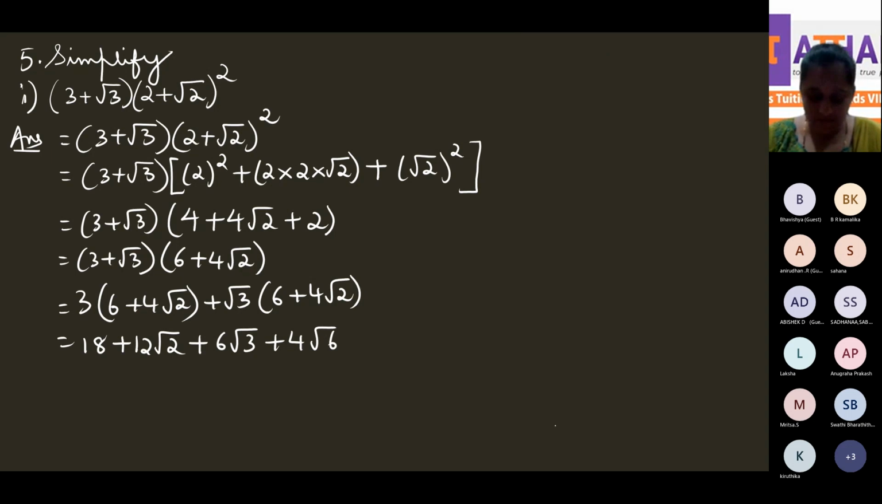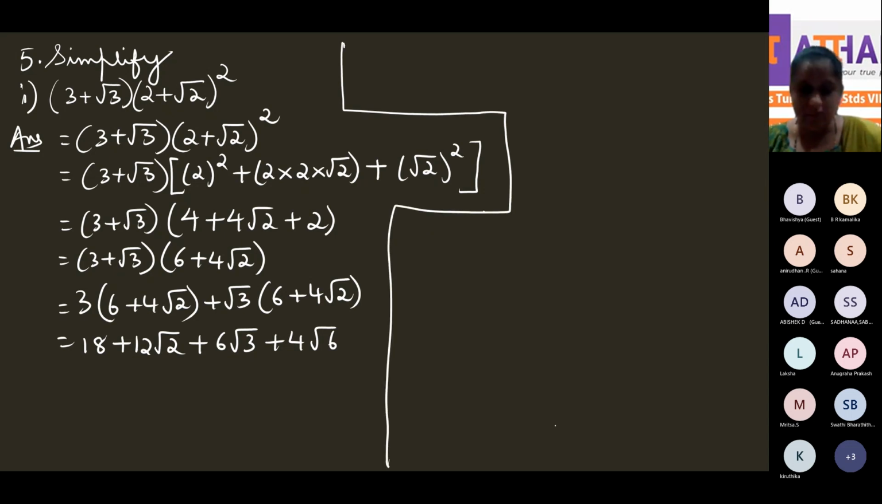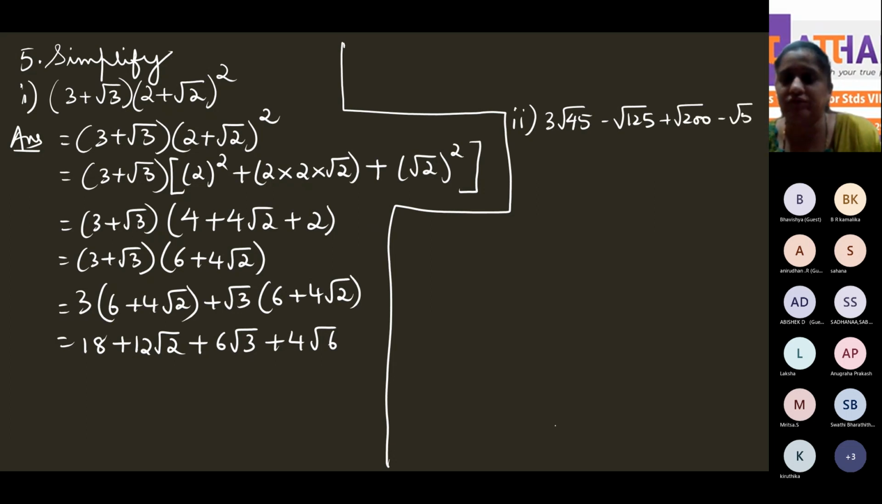Time up, children. Next one. The second one. You need to simplify 3 root 45 minus root 125 plus square root of 200 minus square root of 50. All right.